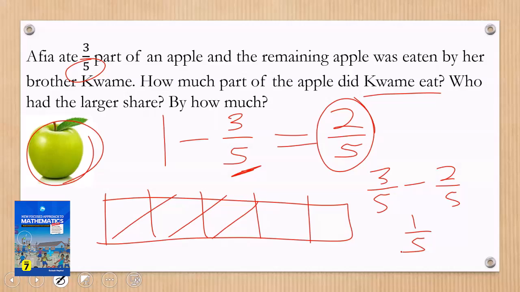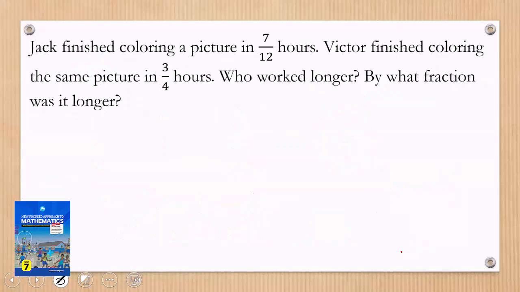Good. Let's take another example. Jack finished coloring a picture in 7/12 hours.